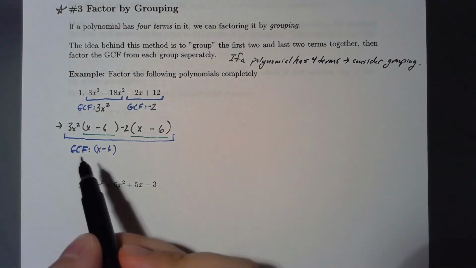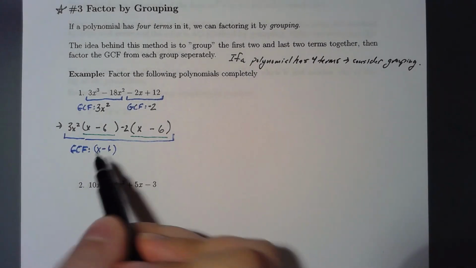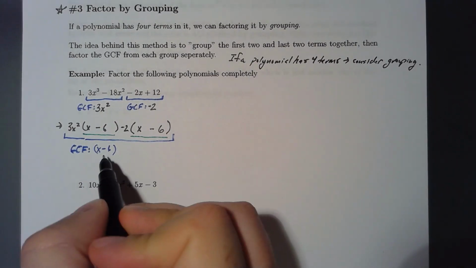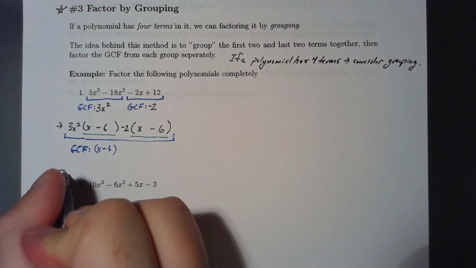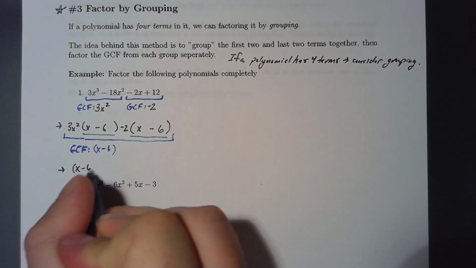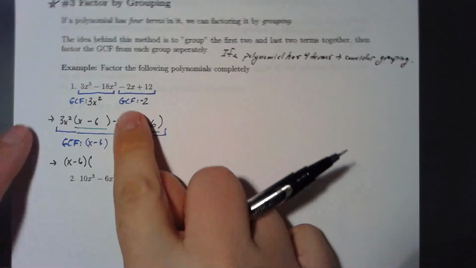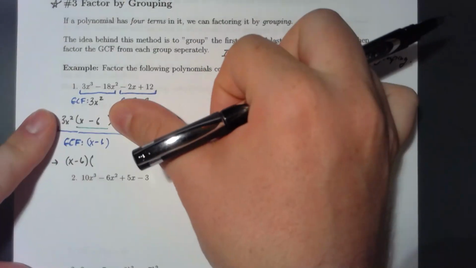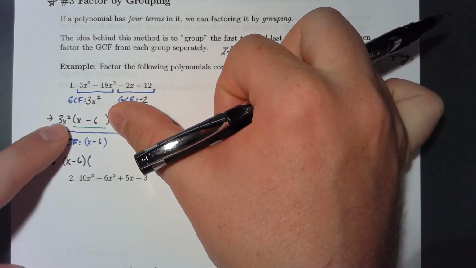So the binomial here isn't just a single term, it's a two-term polynomial, it's a binomial. So now I can factor this out of the whole thing. So when I factor x minus 6 out of just the first group, what do I have left over? In other words, what's missing? The 3x squared.